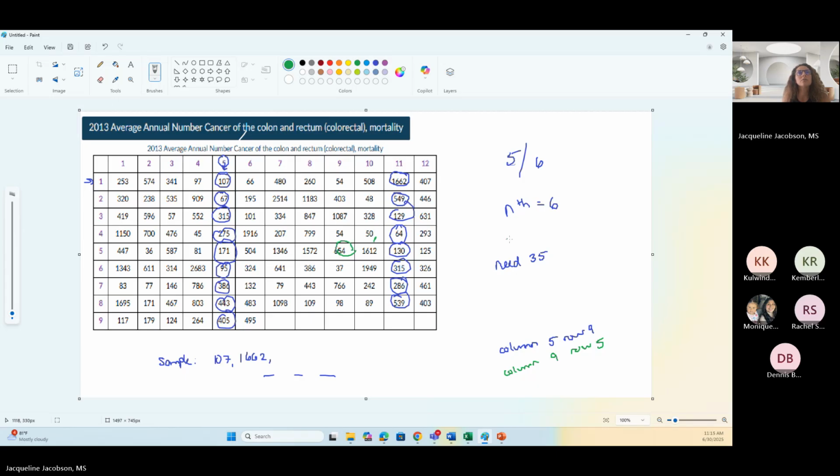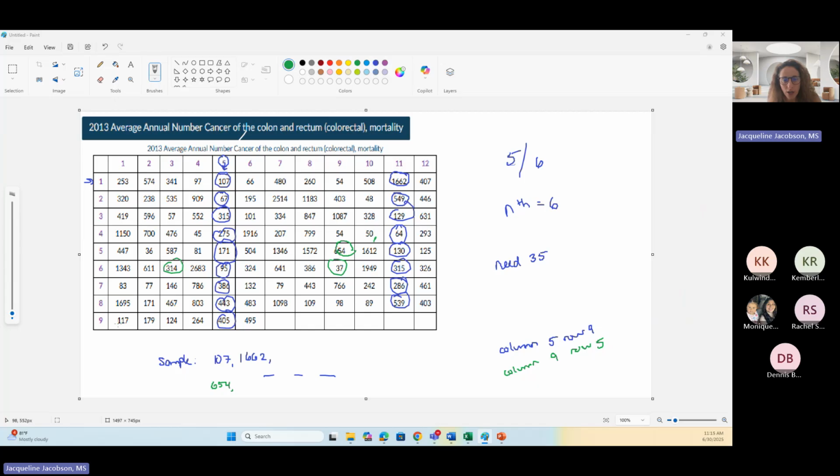654. And I would write that in my sample, and I would keep going every 6. 1, 2, 3, 4, 5, 6. And I would write down these values. And I would continue to do this until I get 35 total data values for my sample. Okay, I need to keep doing this.